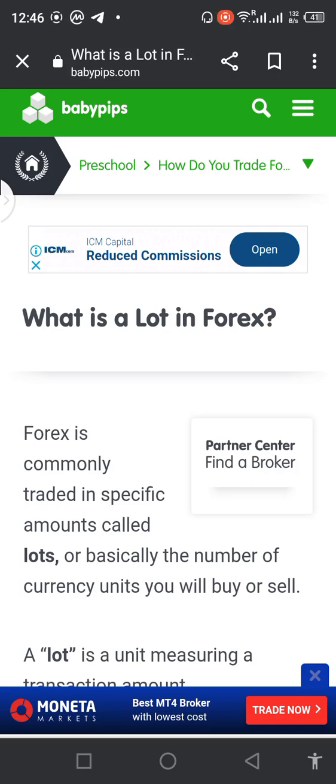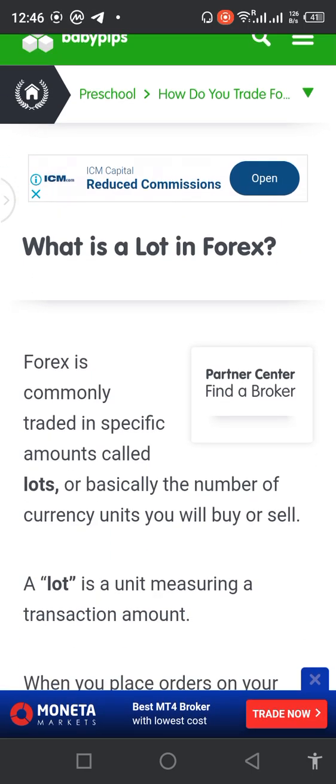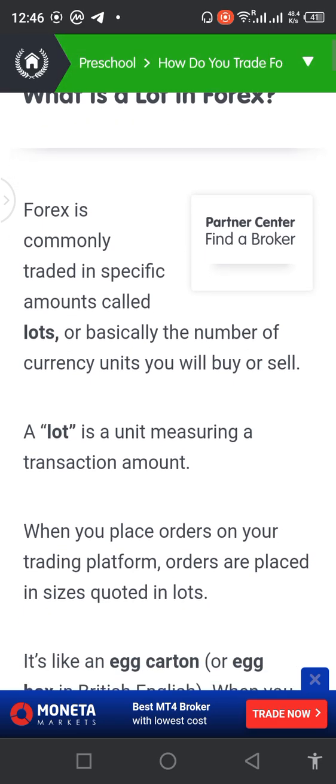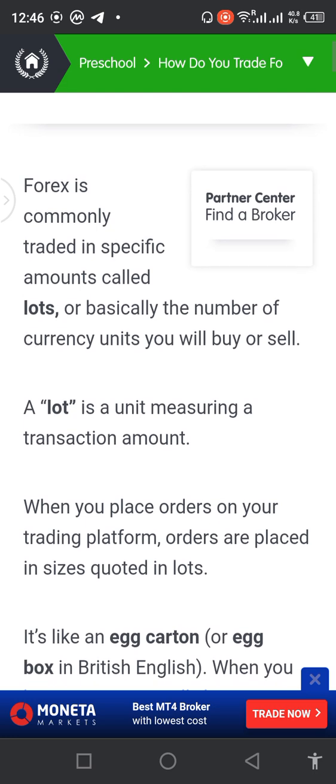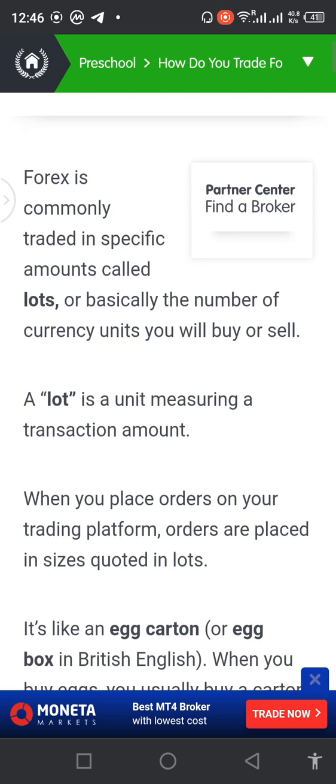Let's talk about what a lot is in Forex. Forex is commonly traded in specific amounts called lots, which are basically the number of currency units you will buy or sell. A lot is a unit measuring a transaction amount.